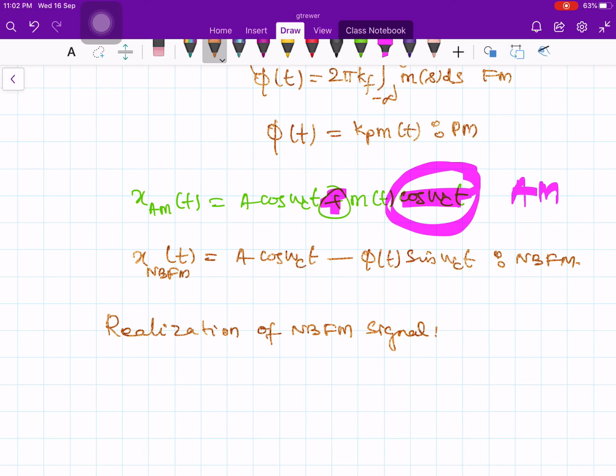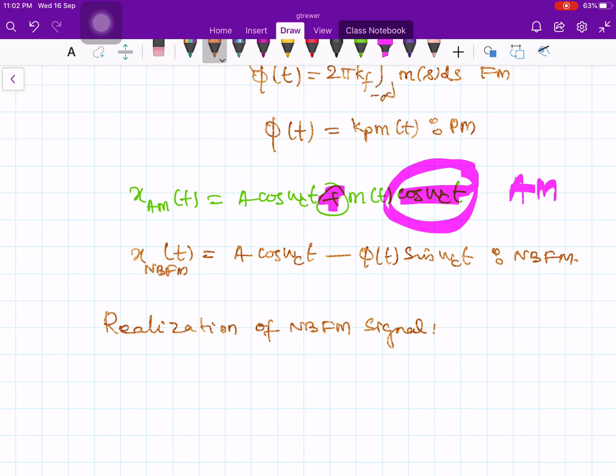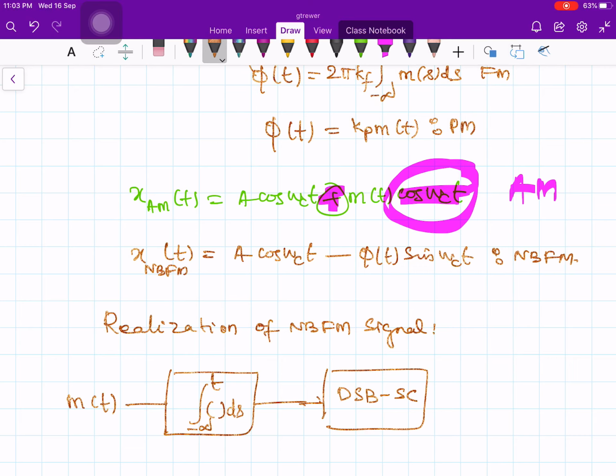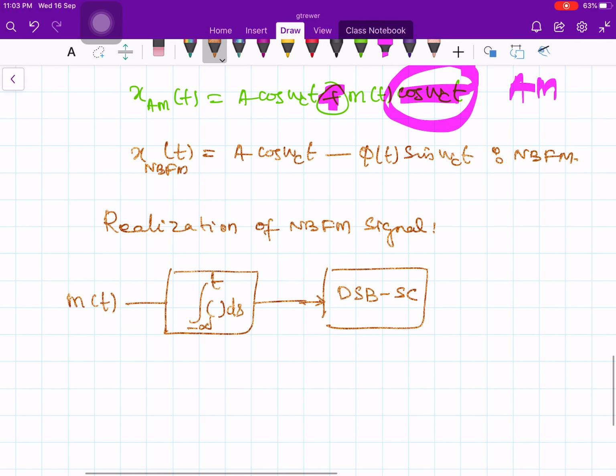How do you realize this narrowband FM signal? Let's say you are generating FM. You start with the m of t. Then the m of t has to be given to an integrator. And this one is given to a DSB SC modulator. And this DSB SC modulator is fed by an oscillator.